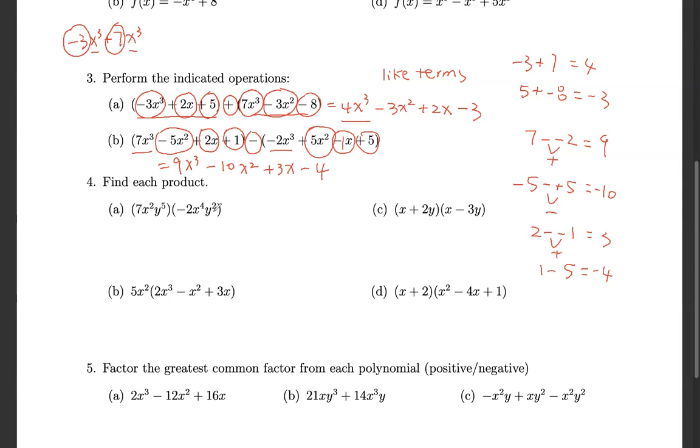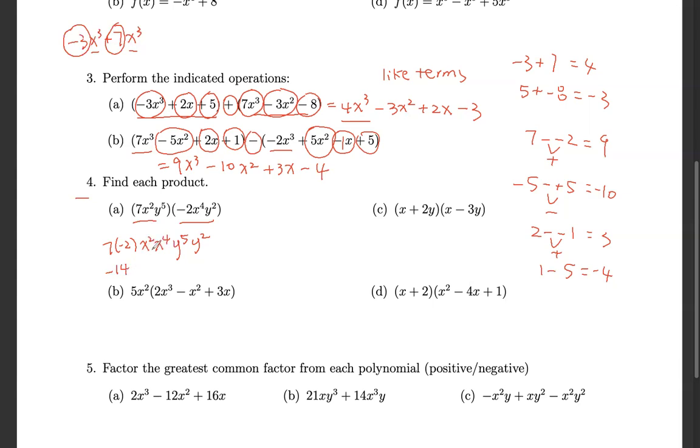All right. Now let's see 4. Find each product. Now we multiply two polynomials. So this is a polynomial, and this is a polynomial with two variables. Multiply them. How do we multiply? We multiply number with number. So 7 multiplied by -2, we can reorganize. The first one has x squared, the second one has x raised to 4. y raised to 5, y raised to 2. So 7 times -2, -14.